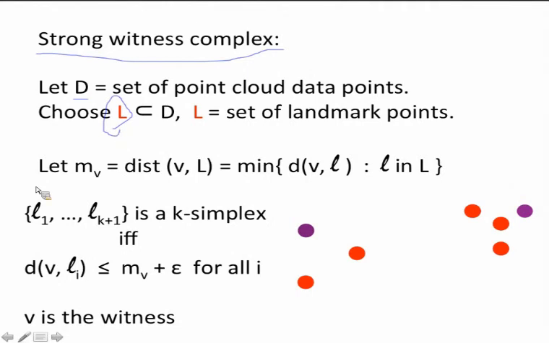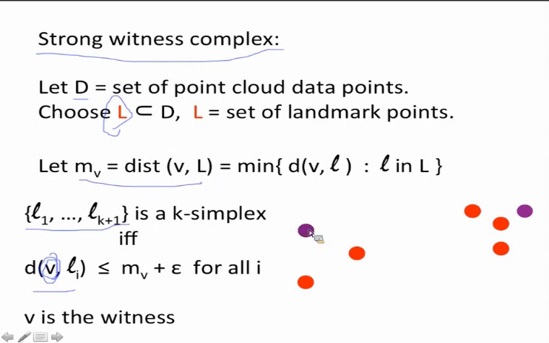But now, in order to determine when we have a K-simplex, we will join them if there is a witness. So again, we have our witness, just like in our Delaunay triangulation, where that intersection was a witness. Just like in our weak witness, we had a witness there as well. And in this case, our witness is if we let MV be the distance from our set V to L.